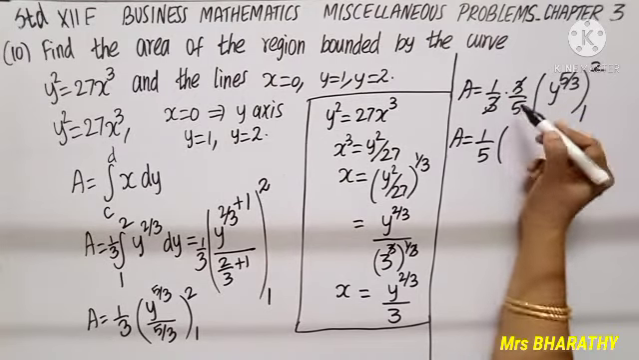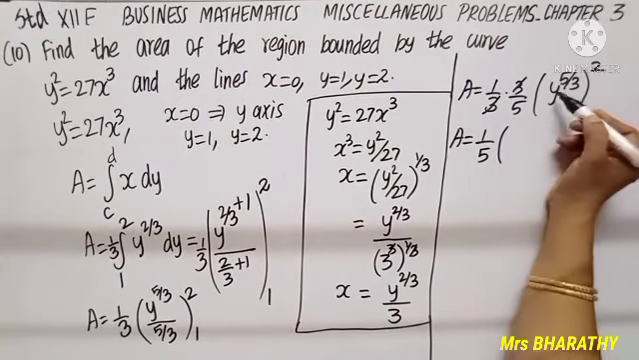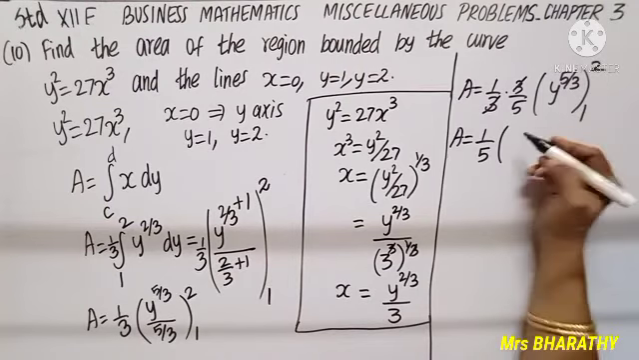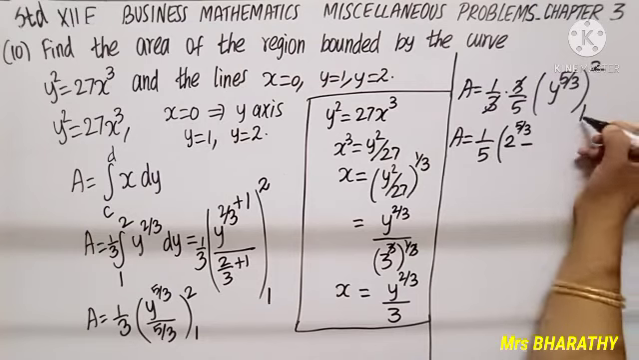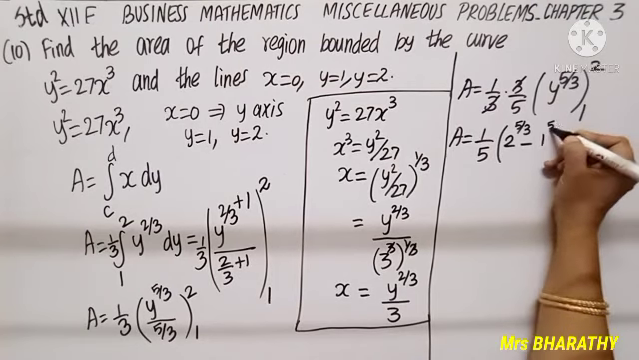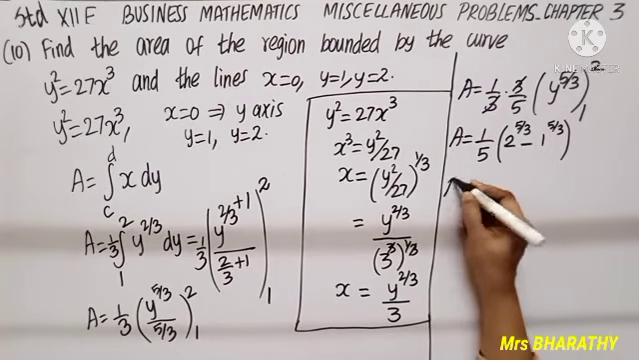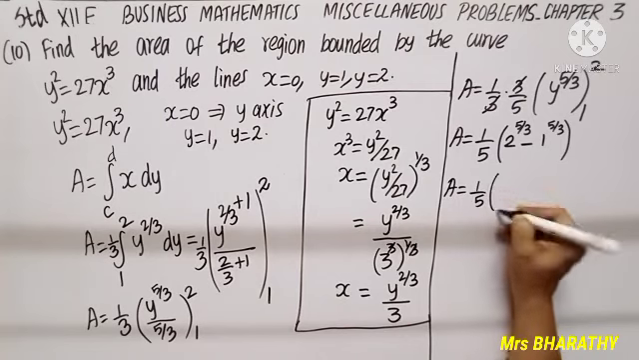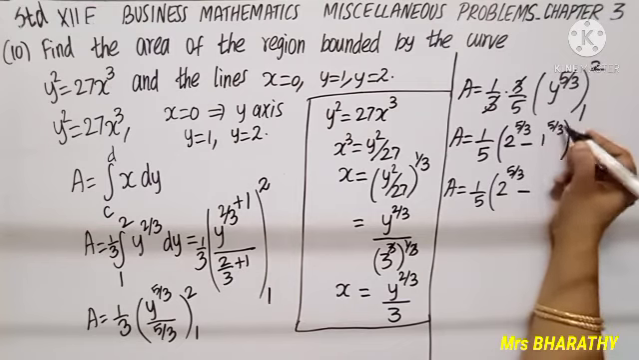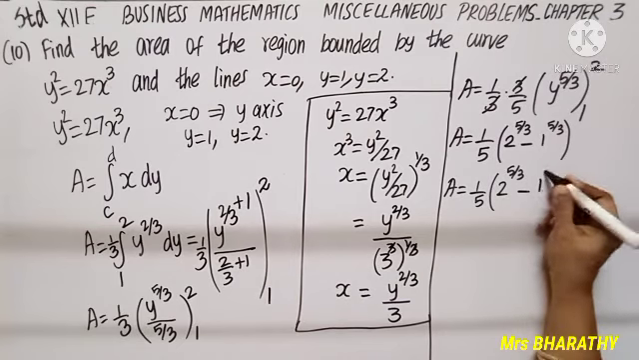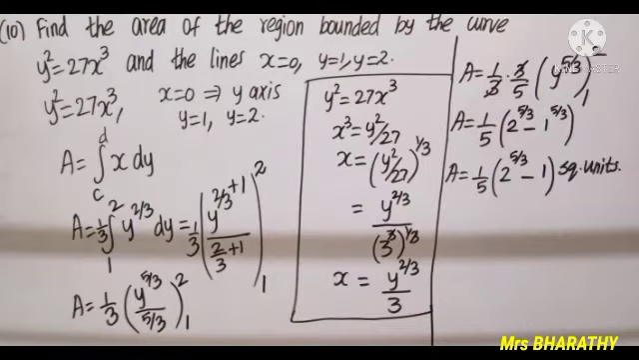Cancelling 3, we just get 1 by 5. Wherever y comes, put upper limit 2 power 5 by 3 minus put lower limit 1 power 5 by 3. As we simplify, it is 2 power 5 by 3 minus 1 power fraction. I just put 1 and the required area is 1 by 5 into 2 power 5 by 3 minus 1 square units.